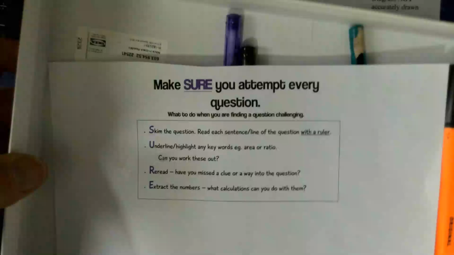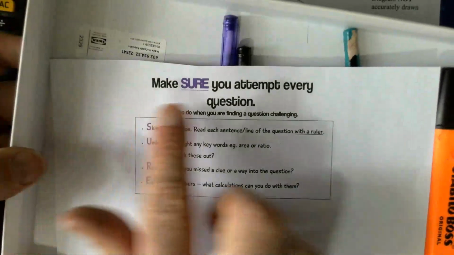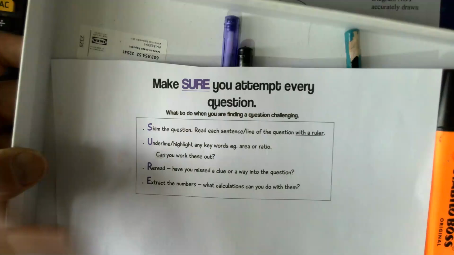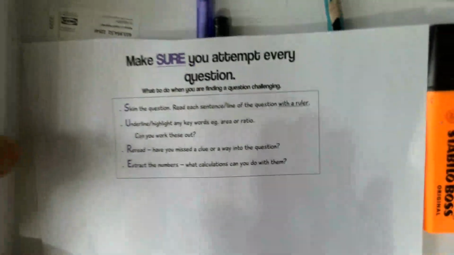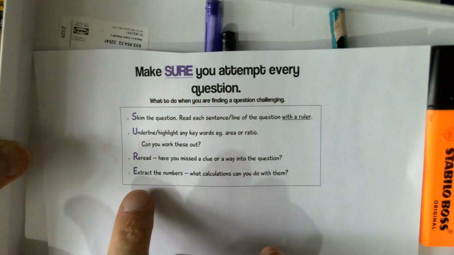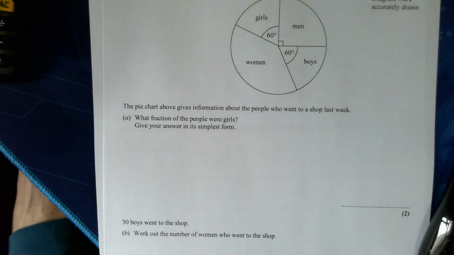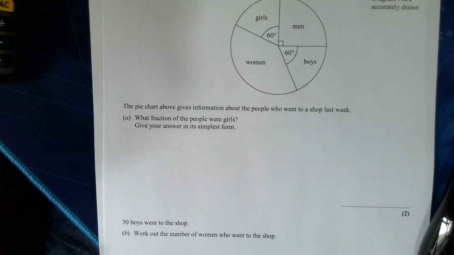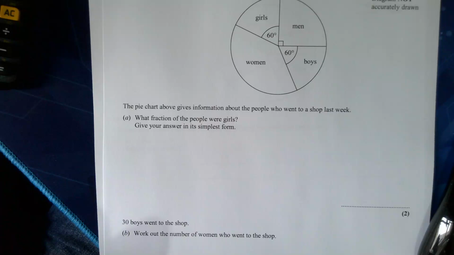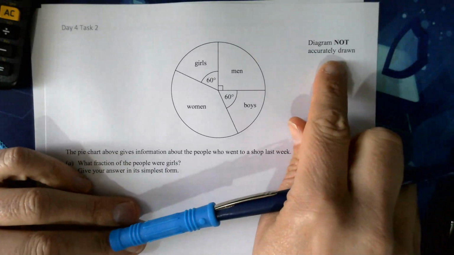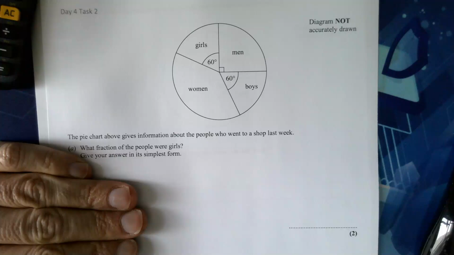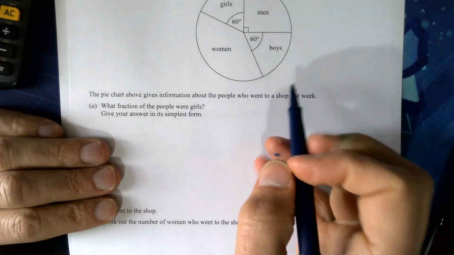Now remember, you've got all your equipment. You're doing this properly and you're following. You're scanning, reading, underlining, skimming, underlining, rereading and extracting. Now, it's a pie chart, so having my angle measurer in my equipment is potentially really useful. However, the question says not drawn to scale, so I most probably won't need it, but it did get me thinking as soon as I saw the pie chart.